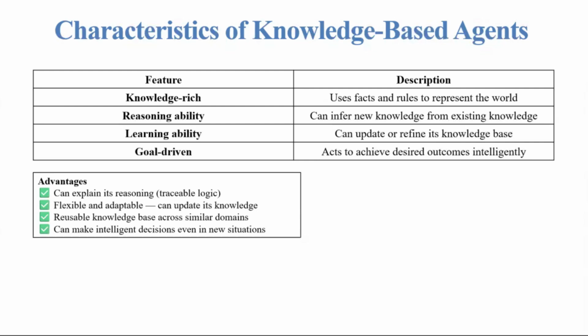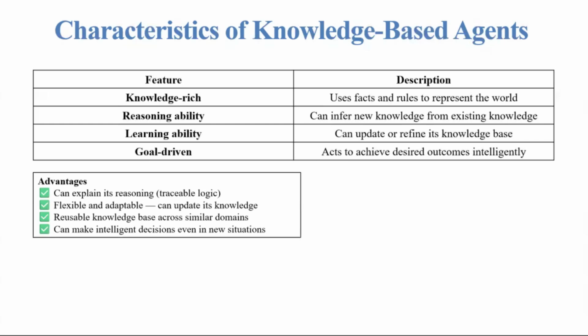The next one is reusable knowledge base. The third advantage is that the same knowledge base can often be reused for similar applications. For example, suppose a hospital develops a knowledge base for diagnosing common diseases, another hospital can use the same knowledge base with only a minor modification. Similarly, a banking knowledge base can be reused across different branches. This saves both time and development effort.